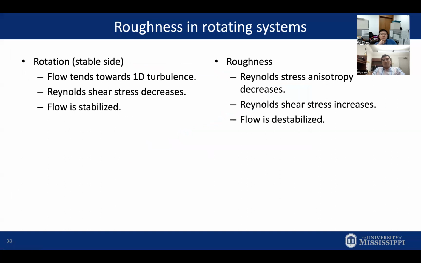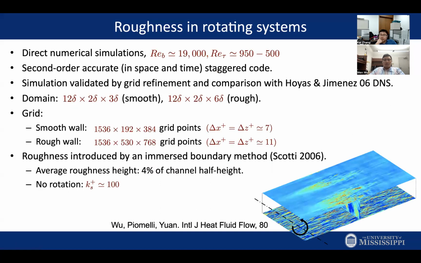So then the question is, roughness introduces additional mixing. If on the stable side, the Coriolis force tries to stabilize the flow and laminarize it, then what if we have roughness over there? It's like counteracting. So how do these opposite effects interact, especially near the stable side? And we are also interested to see how roughness changes the flow on the unstable side as well.